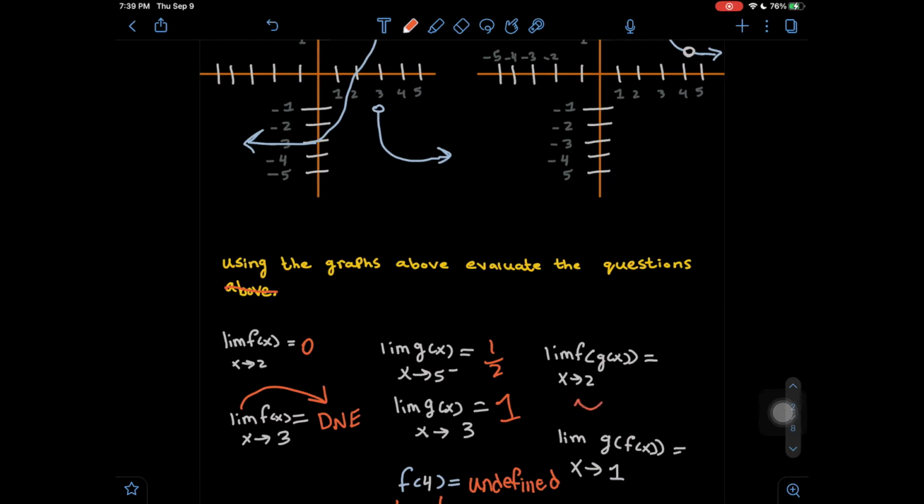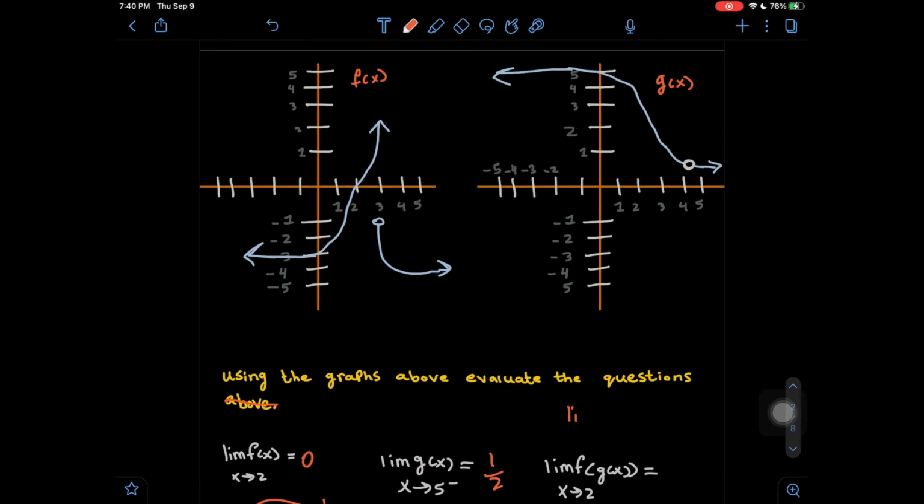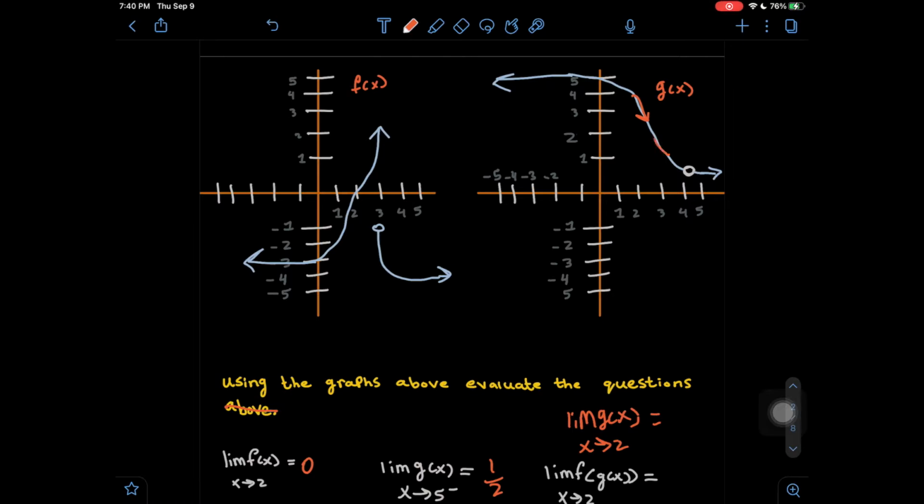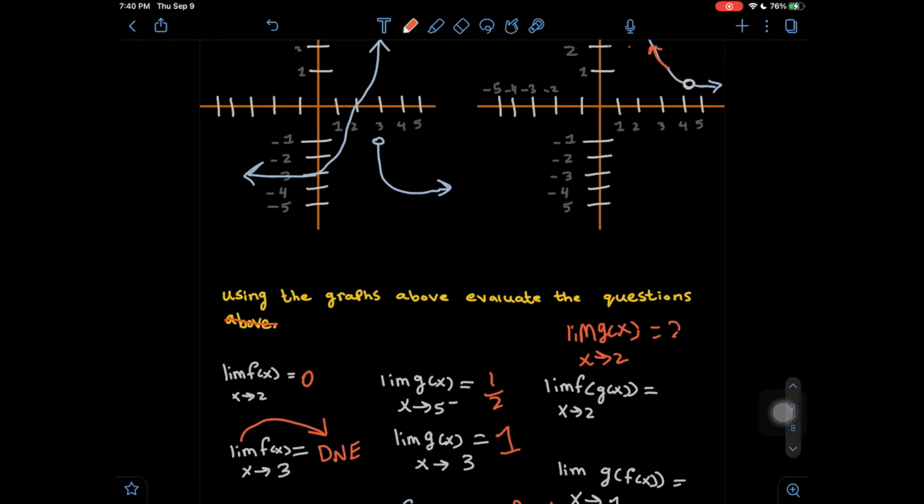Well, we have an x value approaching 2. Let's look at g of x first. We're going to evaluate the limit of g of x as x is approaching 2 and see what that value is. So we can see from both the left and the right, we have a value of 2.